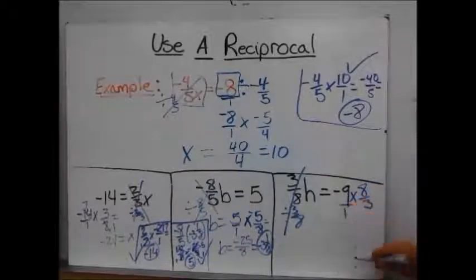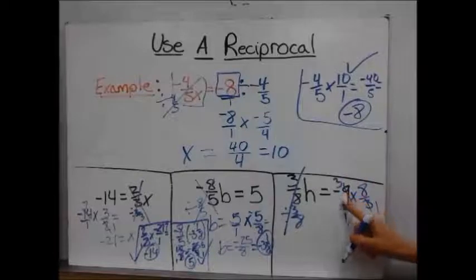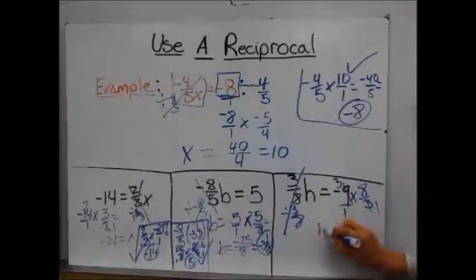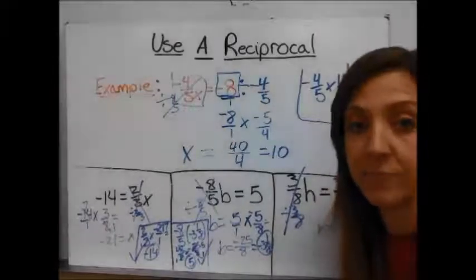Okay, put the 9/1. I can top and bottom simplify. 3 and 9 have a common factor of 3. 3 goes into 3 once. 3 goes into 9 3 times. Negative 3 times 8 is negative 24. So h equals negative 24, and then I can plug it in to check.